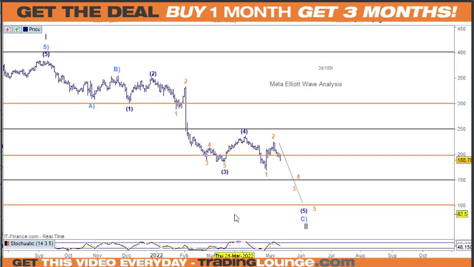So Meta here, we were looking at this being a low in here as well, but it didn't really match up with the rest of the markets. The other tech stocks needed to come down. So this should be down closer to anywhere between 130 to 100 in here, which will be a fantastic buy.